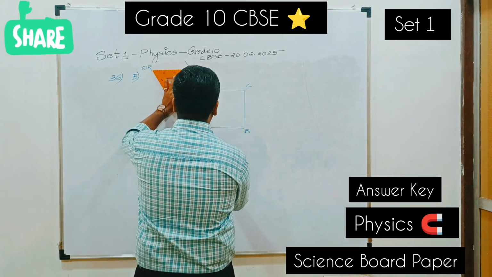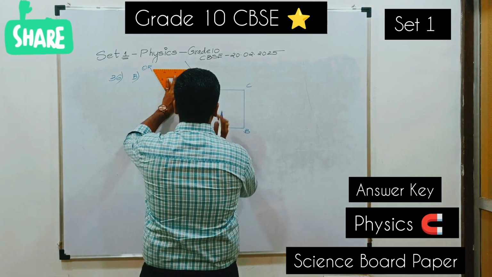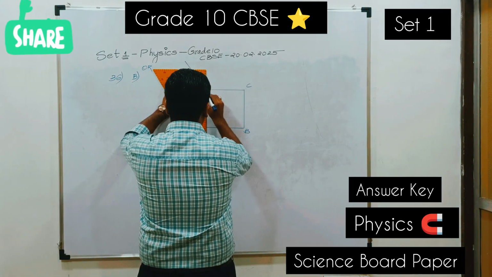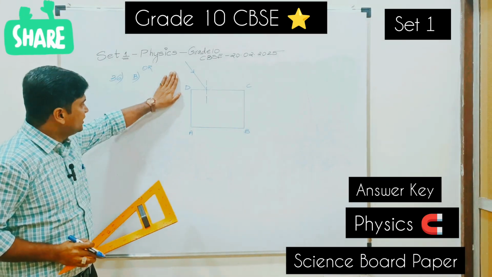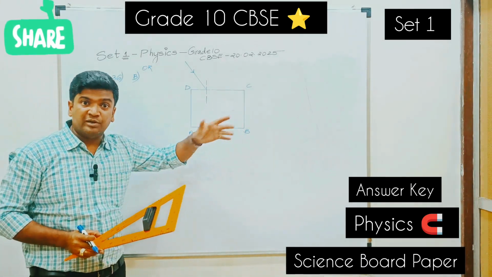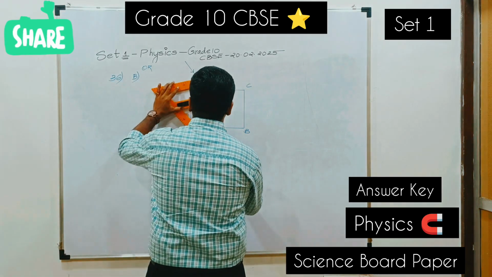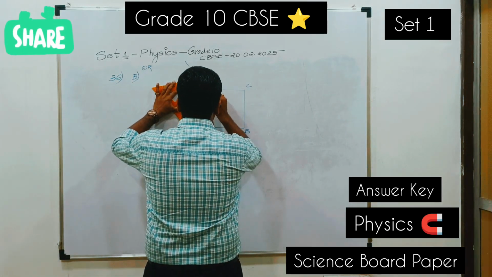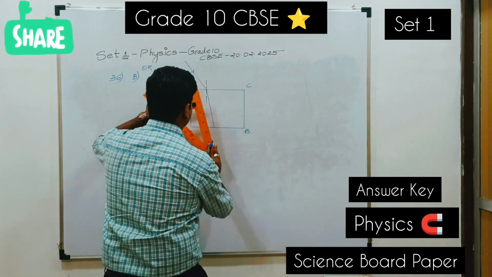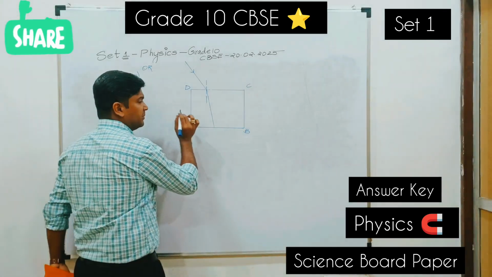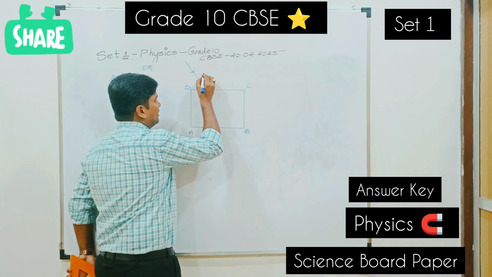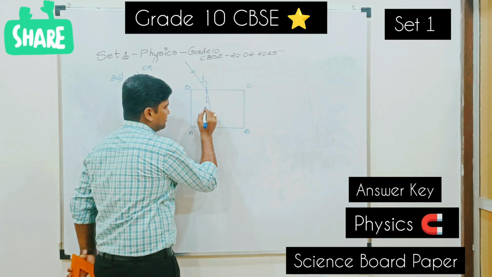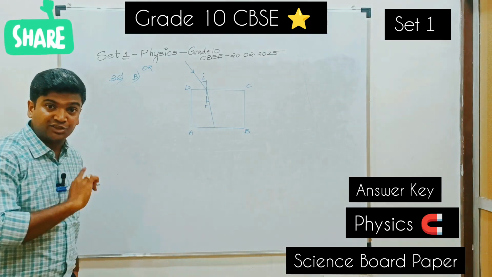Fine. What I'll do, I'll draw the normal at this end. And since the light is entering into denser medium, it will bend towards the normal. So the bending process has to be seen very, very clearly. See, nicely bending towards the normal. So this becomes my angle of incidence and this becomes angle of refraction.